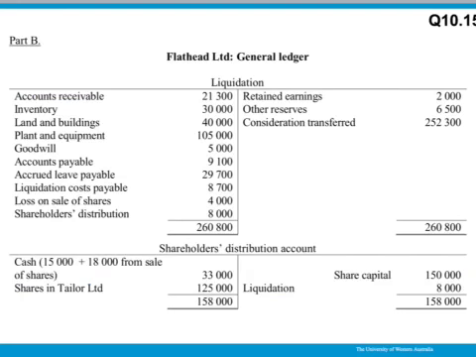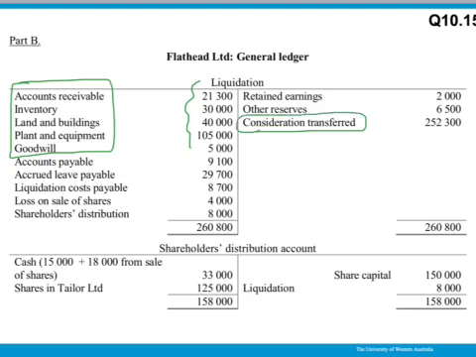So as you can see in the liquidation account, first of all, we deal with the transfer of the carrying amount of the assets that were sold, excluding the cash and the listed shares. And you can trace this straight back to the trial balance and the values included in the trial balance. The second part is then to record the proceeds on selling the business, basically, and that is equivalent to the consideration transferred. We then continue to record any unrecorded liabilities.